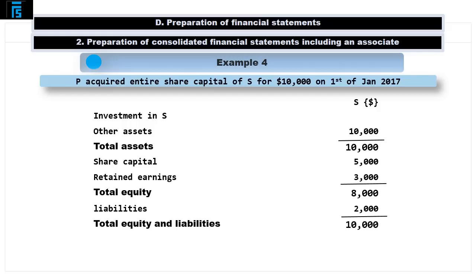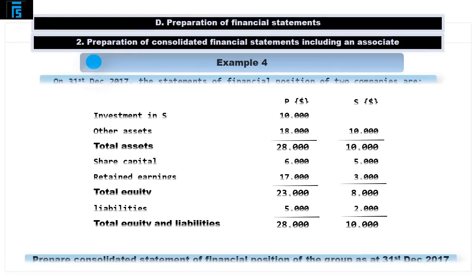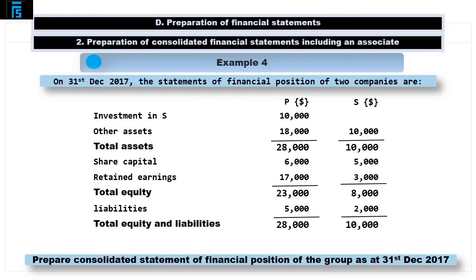As you can hopefully see, the numbers presented correspond exactly to those which you saw being used in the previous example. Additionally, we are told that at the date of acquisition, S's other assets included an item of property, plant and equipment whose fair value exceeded its book value by €600. This item of PPE had a remaining useful life of 4 years, as at the acquisition date. Reading on. On the 31st of December 2017, the statements of financial position of the two companies are as follows.